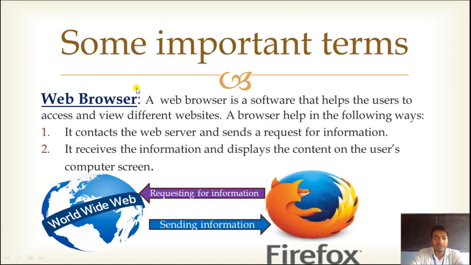Now web browser. Nowadays we are very familiar with this web browser. For searching anything we use web browser on our mobile phone or computer. So what is a web browser? A web browser is a software that helps the user to access and view different website. A browser help in following ways. Number one, it contact the web server and send a request for information. Number two, it receive the information and display the content on the user computer screen.